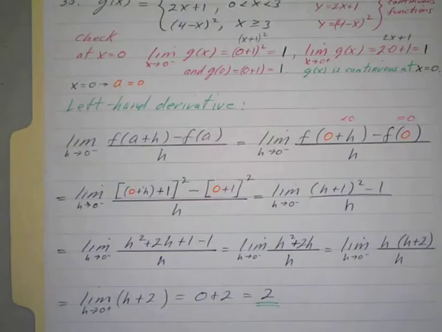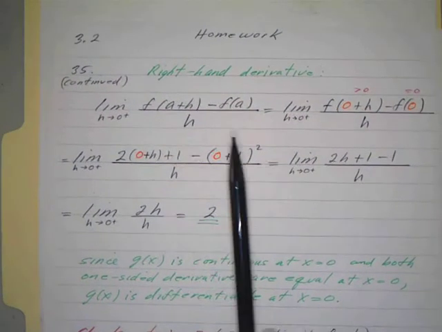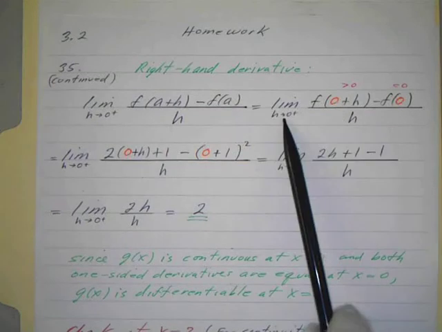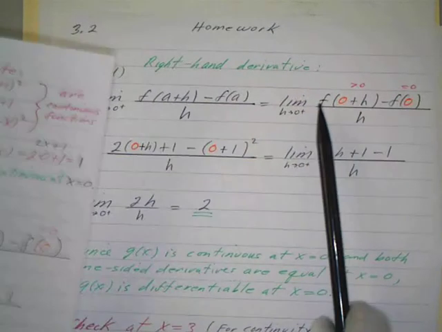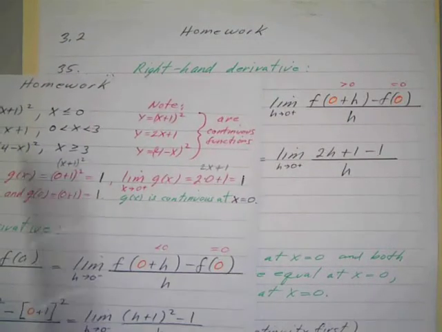I got to check and find my right-hand limit. Got to move it here, don't want to run out of time. So my right-hand limit is going to be, again, f of a plus h minus f of a over h. Now in this case, h is going to be approaching 0 from the positive direction. So I'm going to add a little bit to 0, so it's going to be greater than 0. So I'm going to use the greater than 0, which is the 2x plus 1.